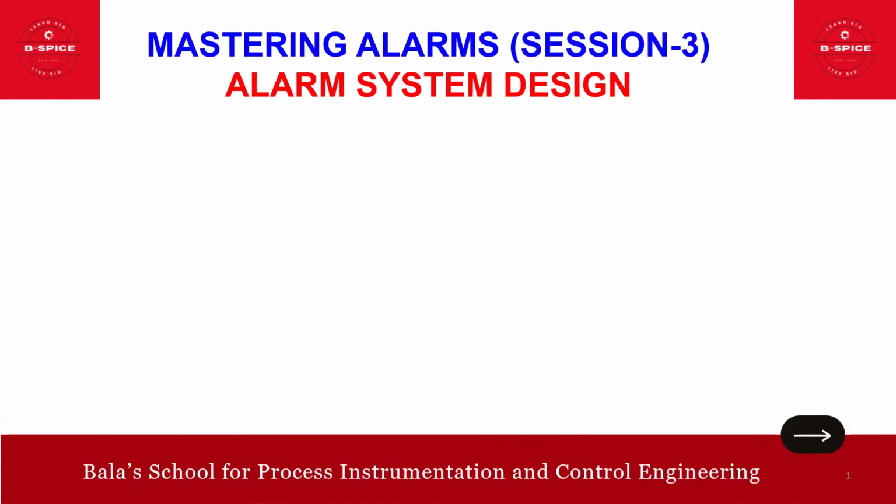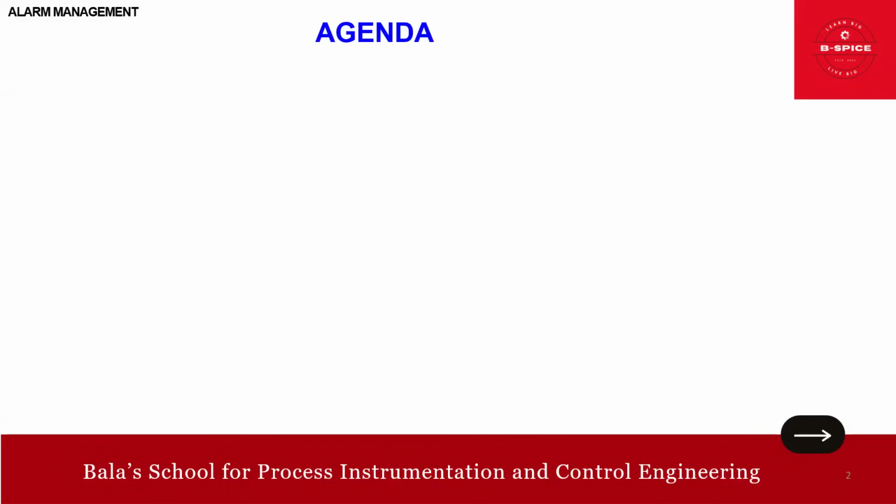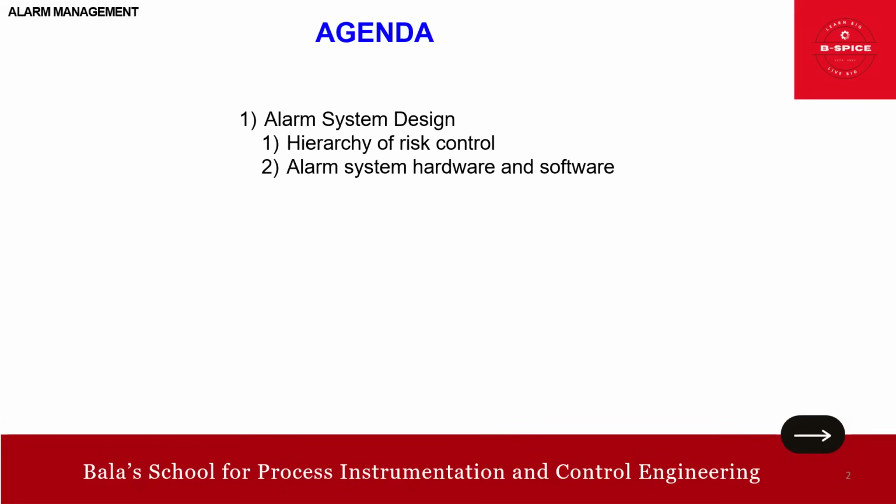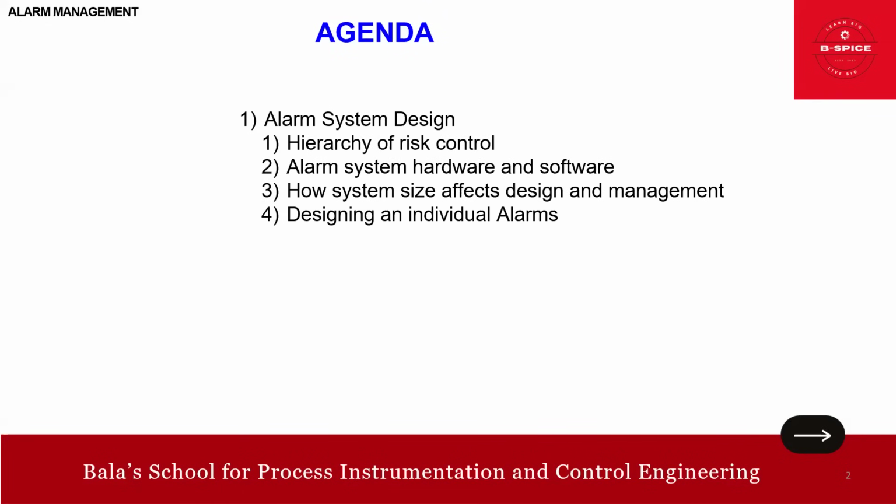In session 3, we'll focus on alarm system design. Alarm system design, in the sense that we'll focus on hierarchy of risk control, and alarm system hardware and software, and how the system size affects the design and management, meaning depending on the number of alarms, how it affects the design. Then designing an individual alarm, meaning the criteria for designing an individual alarm and when it is appropriate to provide an alarm. So these are the five aspects we are going to deliberate in this session.